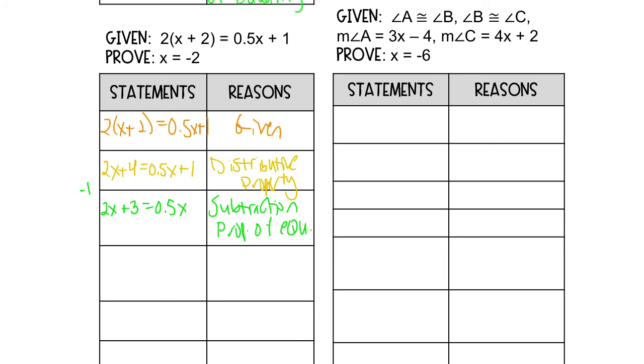Then, let's see, what are we going to do? Let's subtract 2x from each side and get the x's together. That'll give us 3 equals negative 1.5x. And again, that's the subtraction property of equality.